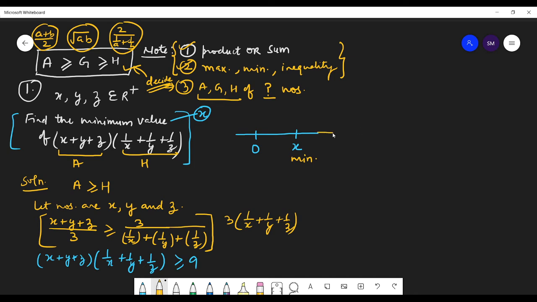So, if I want a number greater than X, which side will I be moving on, right-hand side or left-hand side? Right-hand side. Yes, on the right-hand side the numbers are greater and on the left-hand side the numbers are smaller. But X is the minimum, so which side will I be moving? Right-hand side. Yes, because X is the minimum.